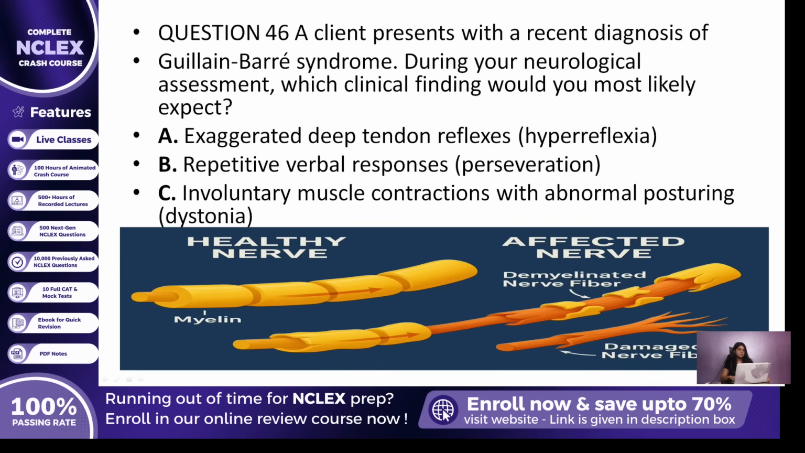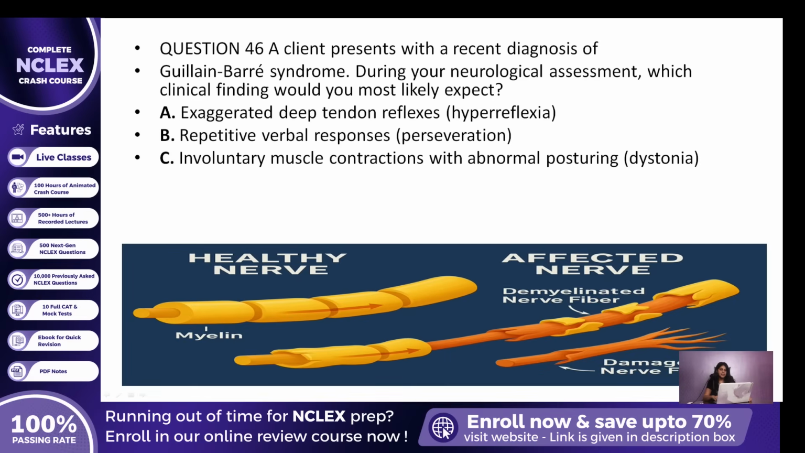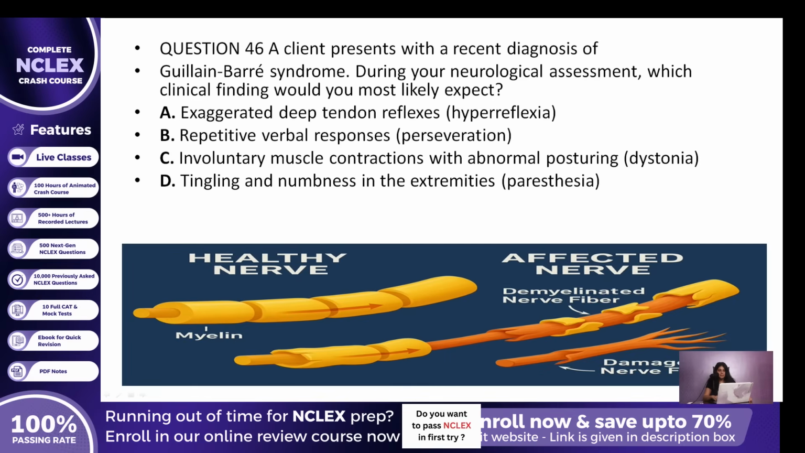Option C, involuntary muscle contractions with abnormal posturing, dystonia. And Option D, tingling and numbness in the extremities, paresthesia. The correct answer is Option D, tingling and numbness in the extremities, paresthesia.